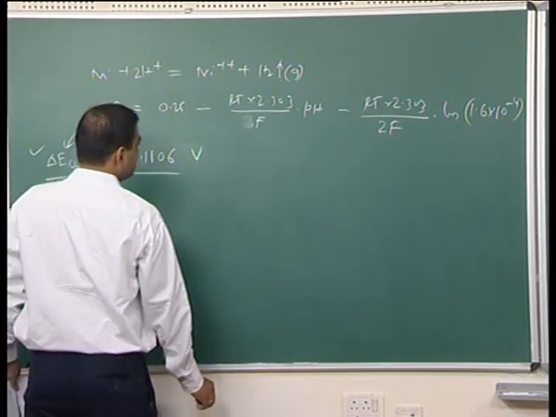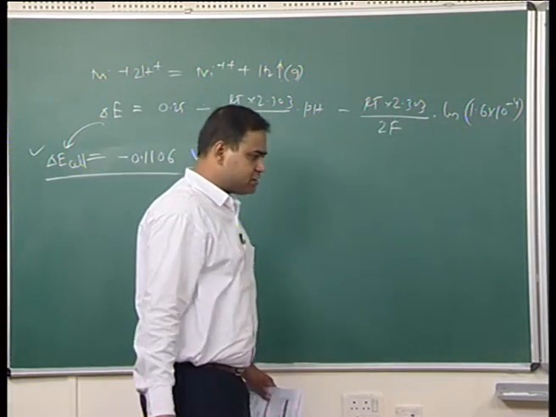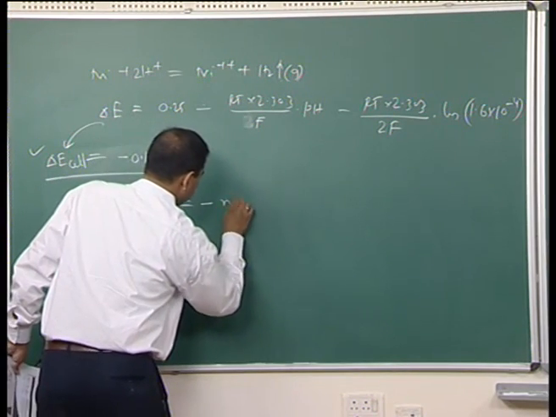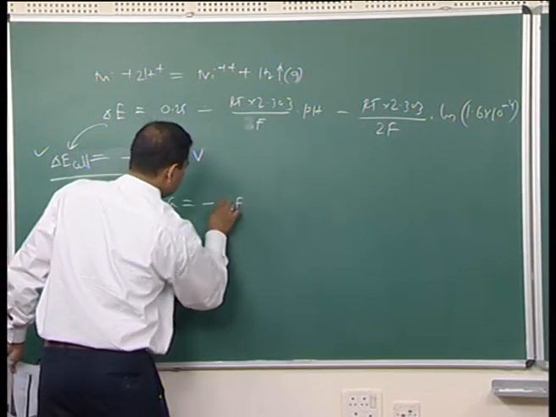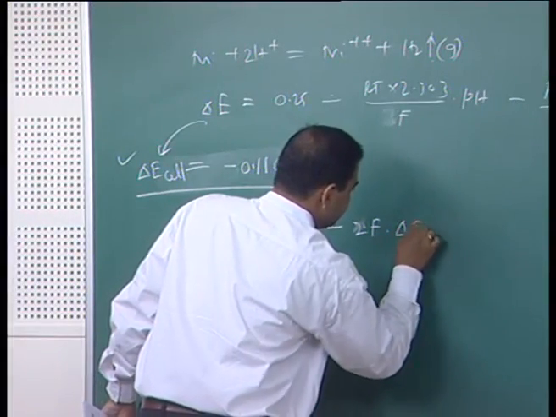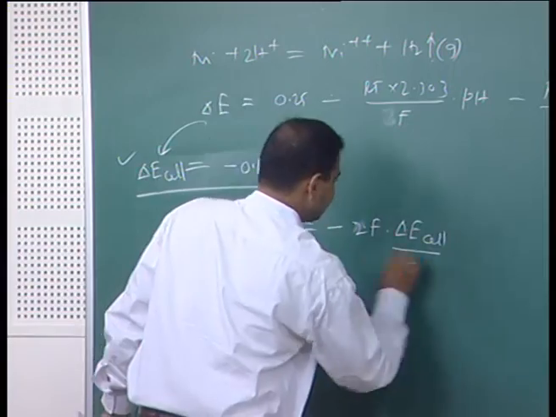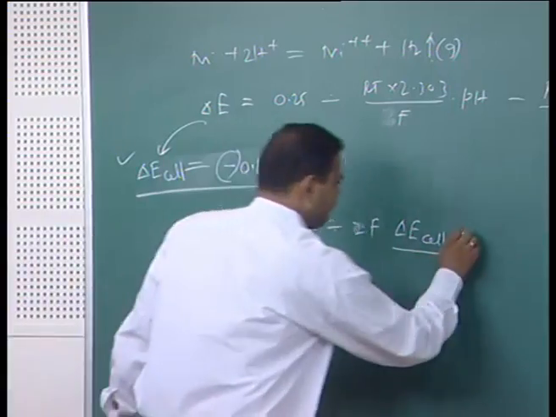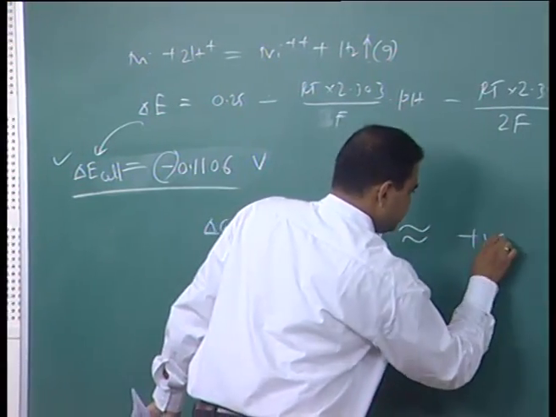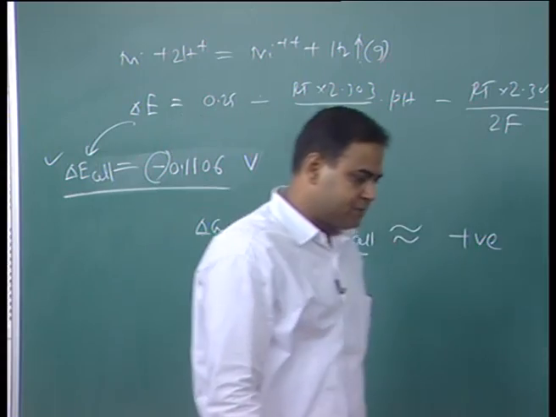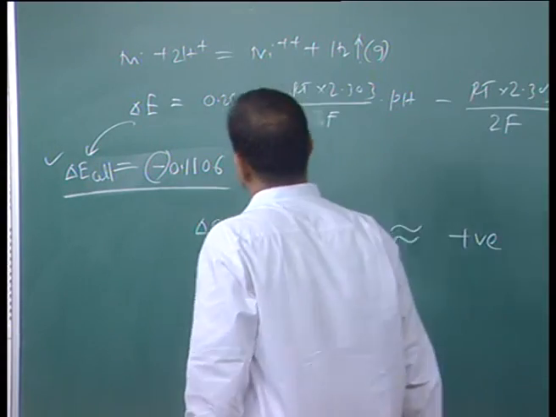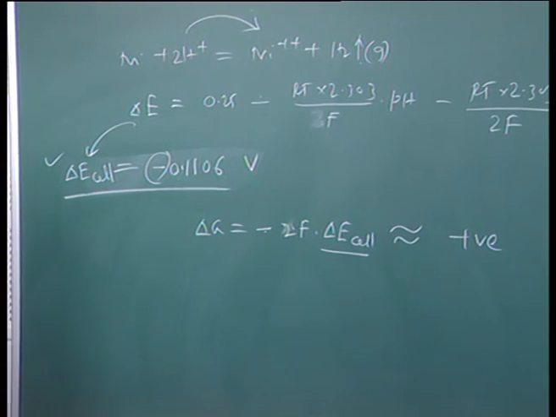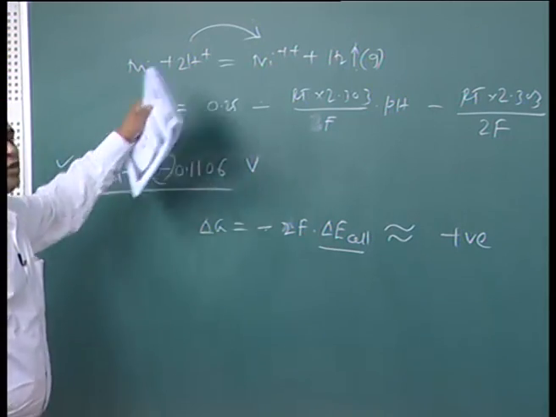Now at the same time, we can find out what would be my free energy change. Free energy change del G would be minus nF, here n is 2, into del E cell. So del E cell here is negative. If it is negative, there is a negative sign, so finally it would become positive. So when del G becomes positive, that reaction is not feasible or not spontaneous. So this reaction will not happen in the condition what we have stated here. So this is a non-spontaneous process.